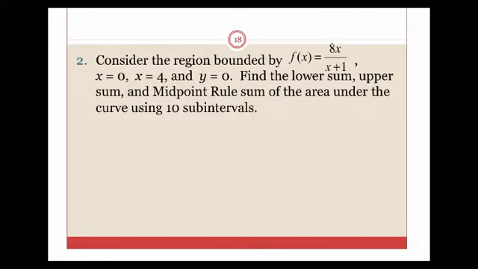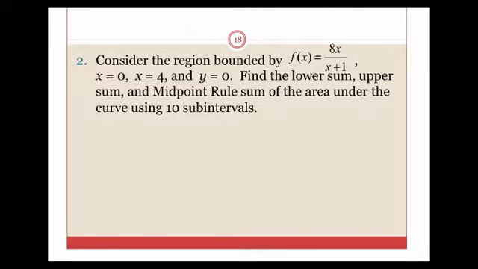Now notice they don't tell you left endpoint, right endpoint. When they talk about lower sum and upper sum, you need to figure out which of those is the left endpoint approximation, which is the right endpoint. Okay, midpoints, well, that speaks for itself. But between the lower sum and the upper sum, you're going to have to figure out which is the left endpoint and which is the right endpoint, depending upon how the function looks. All right, so we're going to go back to the calculator.